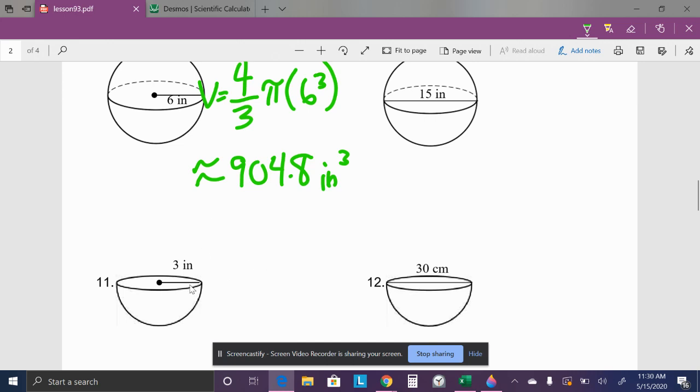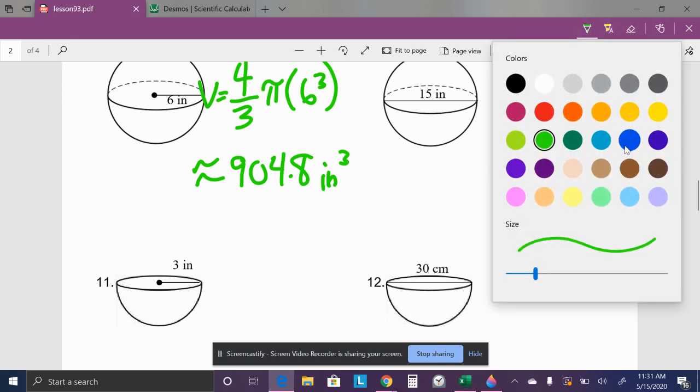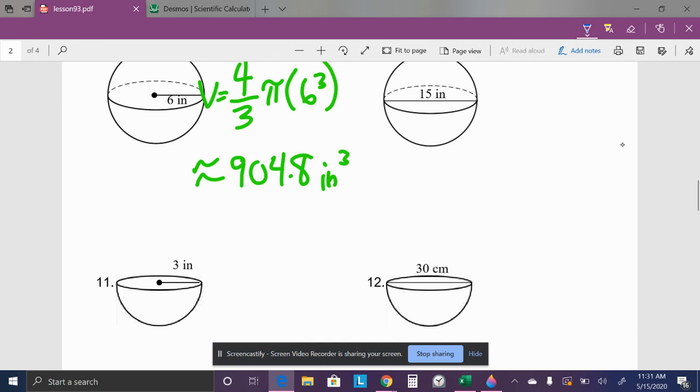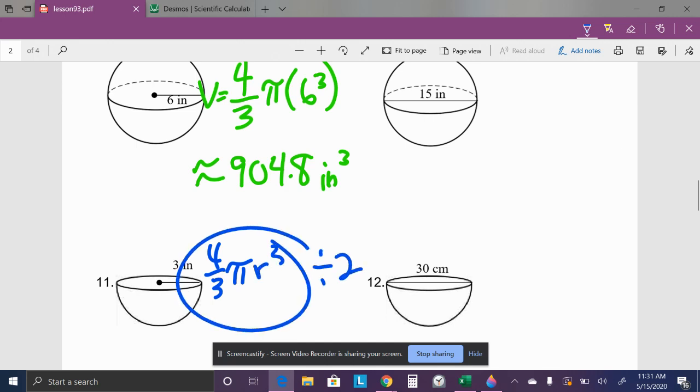Now we look at these semispheres here. What do you notice between the difference between this and this? Well, if you cut this sphere in half, that's what you would have to do, right? So you would have to basically take half of this. If I just wanted the bottom half of this, all I would do is take this number and divide it by 2. So you would take your 4/3 pi r cubed, and then divide it by 2 at the end in order to get this answer.